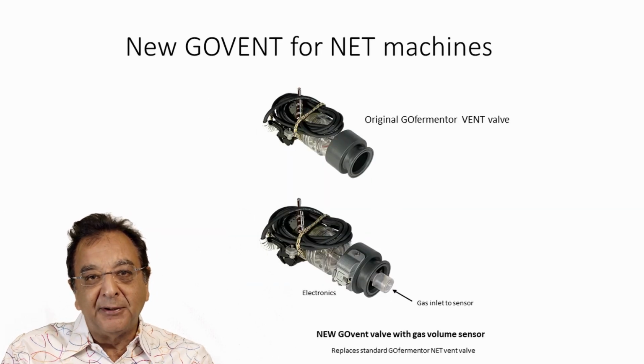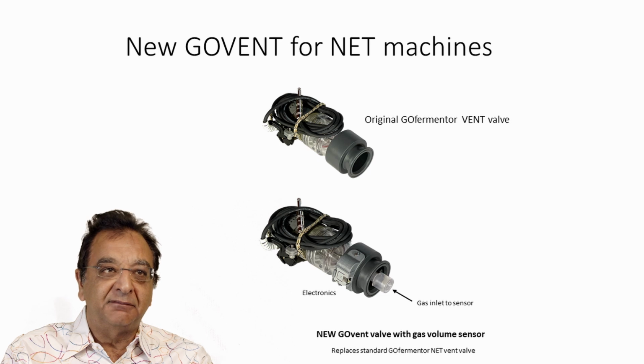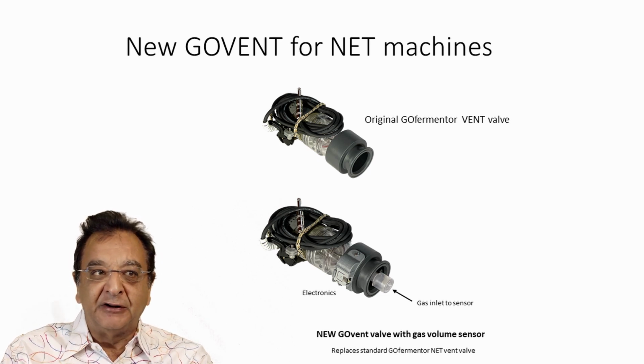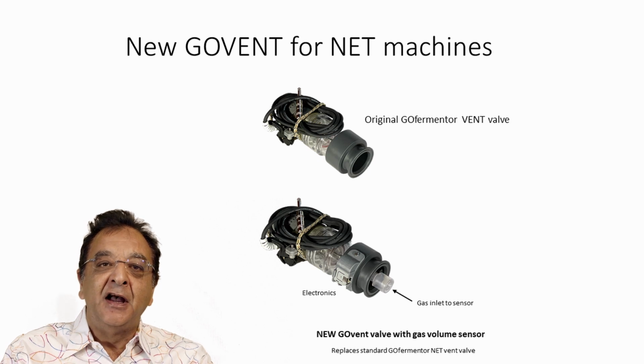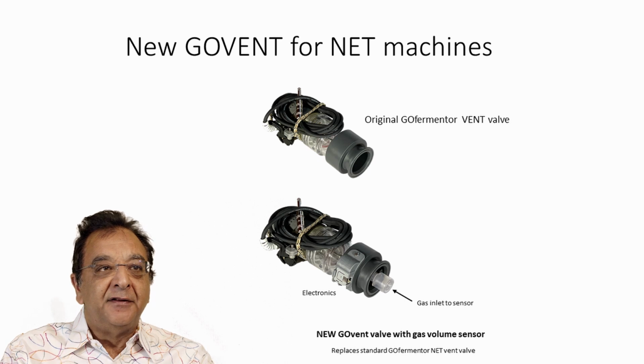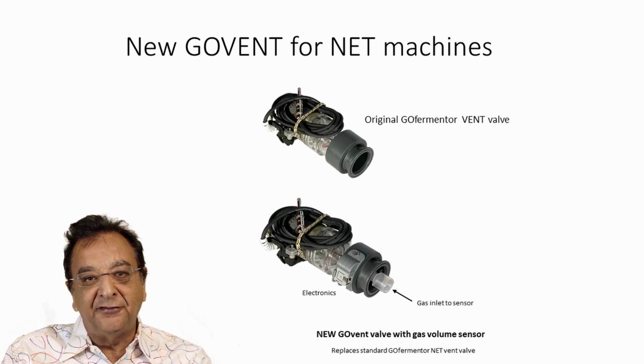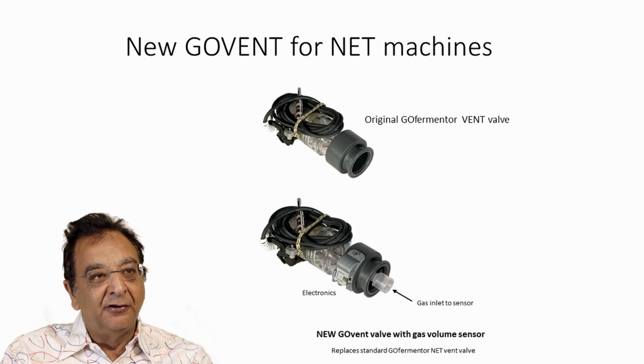So this is now available from our GOfermentor operation. The original GOfermentor vent valve, you're familiar with it, it has a little spring activated thing. It has a valve that opens during the punch operation. This valve can be replaced with one that has a gas flow sensor internal to it. So it looks just slightly bigger.